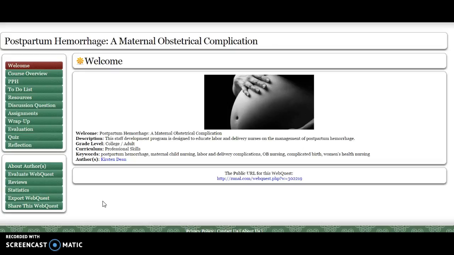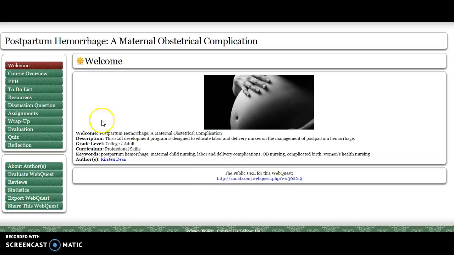First, it says that the instructional problem can be corrected with education. Well, the problem is stated in the title, postpartum hemorrhage, a maternal obstetrical complication. And that's going to be for OB nursing. Where this is a complicated birth, this is something that these nurses will certainly need and best be prepared for with a unit of instruction such as this.